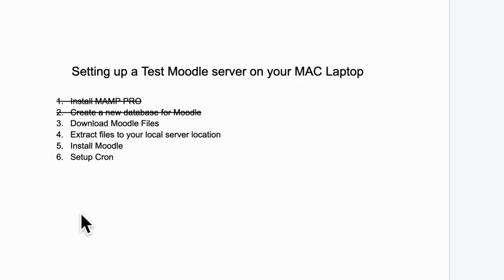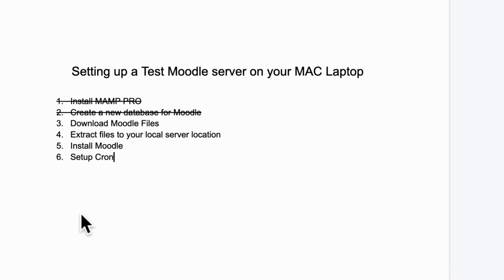One thing I didn't show you how to do when you are setting up your Moodle server on your Mac laptop is to set up the CRON, which is an application that runs in the background on your computer and does all of the important updating and grading and all sorts of background tasks that are required by the Moodle LMS, and it must be running for it to work correctly. So we do need to set up the CRON.